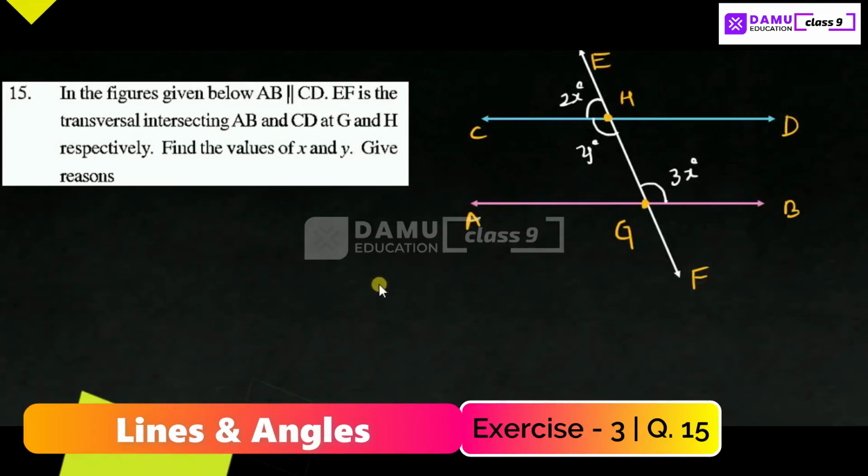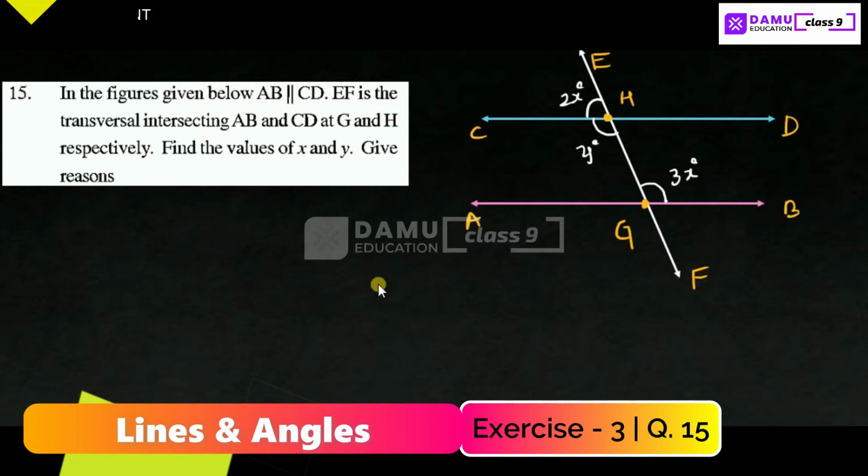So in this module, we are going to discuss the 15th question. In the figures given below, AB is parallel to CD. EF is the transversal intersecting AB and CD at G and H. These are the intersecting points. Find the values of x and y and give reasons.